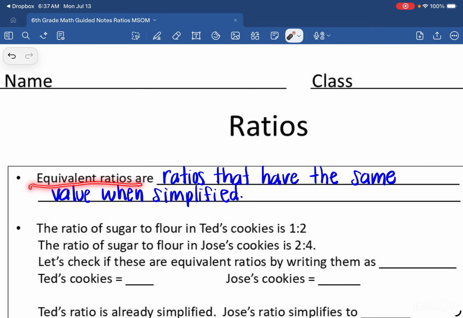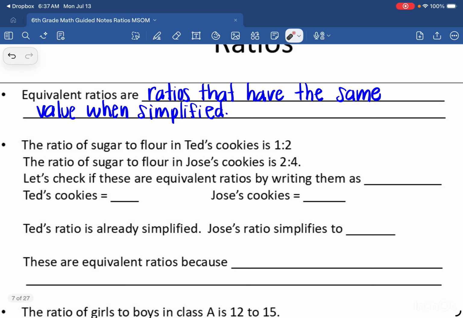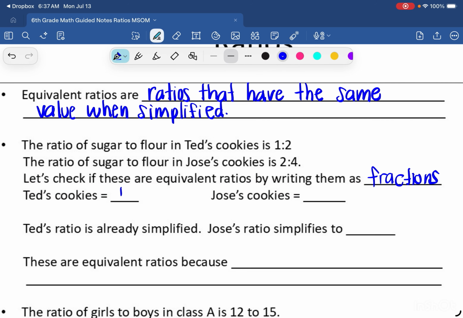Equivalent ratios are ratios that have the same value when they are simplified. The ratio of sugar to flour in Ted's cookies is 1 to 2. The ratio of sugar to flour in Jose's cookies is 2 to 4. Let's check if these are equivalent ratios by writing them as fractions. Ted's cookies would be 1 to 2 or 1/2. Jose's cookies, 2 to 4 or 2/4.